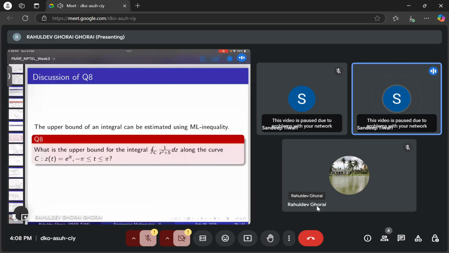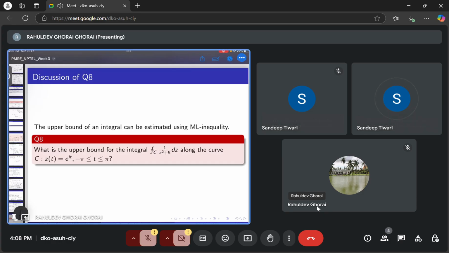Sir, in the ML inequality, L is the length of the curve and M is the upper bound of the integrand function. Good, exactly, you are correct. Please do.